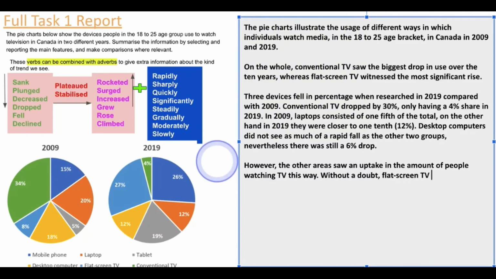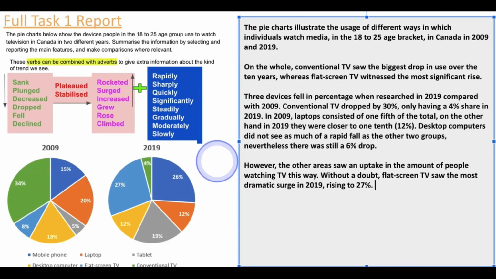Flat screen TV saw the biggest, or saw the most dramatic surge. 2019, rising to 27%. Oh, percent. There we go. Okay, and then what do we have?